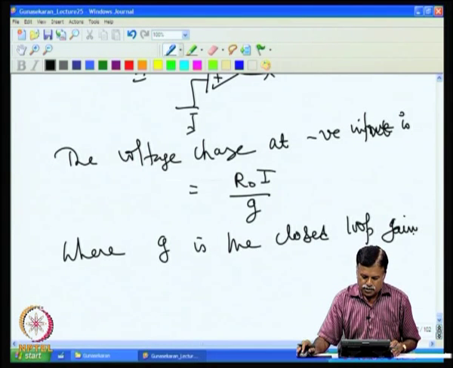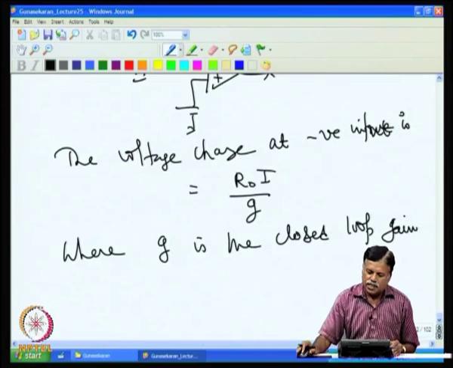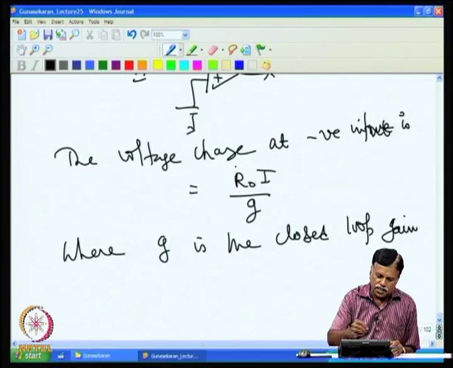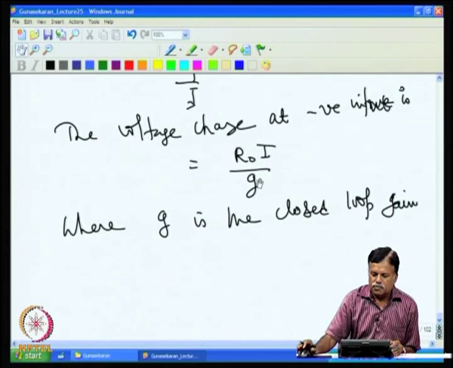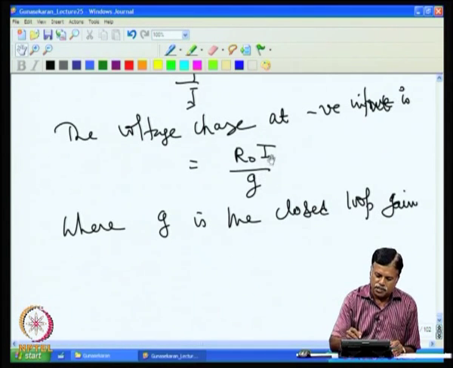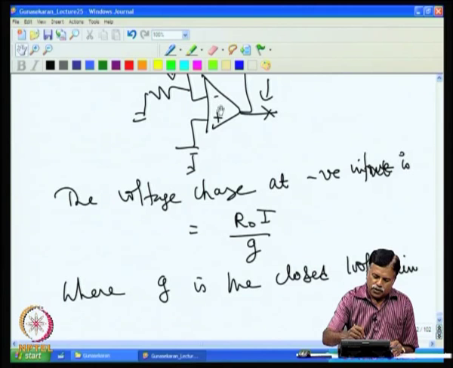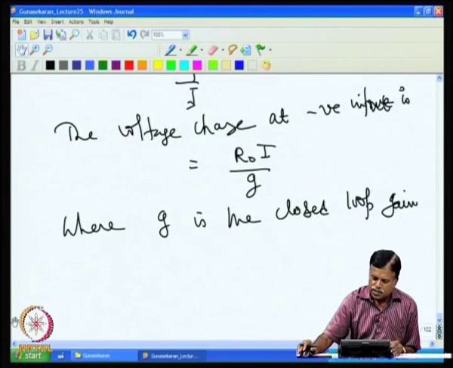Now, we got a voltage change at the inverting terminal. If the inverting terminal voltage changes this much, R0i by G, then what is the change at the output? If the minus terminal change occurs by R0i by G, then the output changes by A_D, because in any op amp, the difference between these two voltages amplified by the open loop gain is the output voltage. So if this point changes by some x, then the output will change by x into A, where A is the open loop gain.